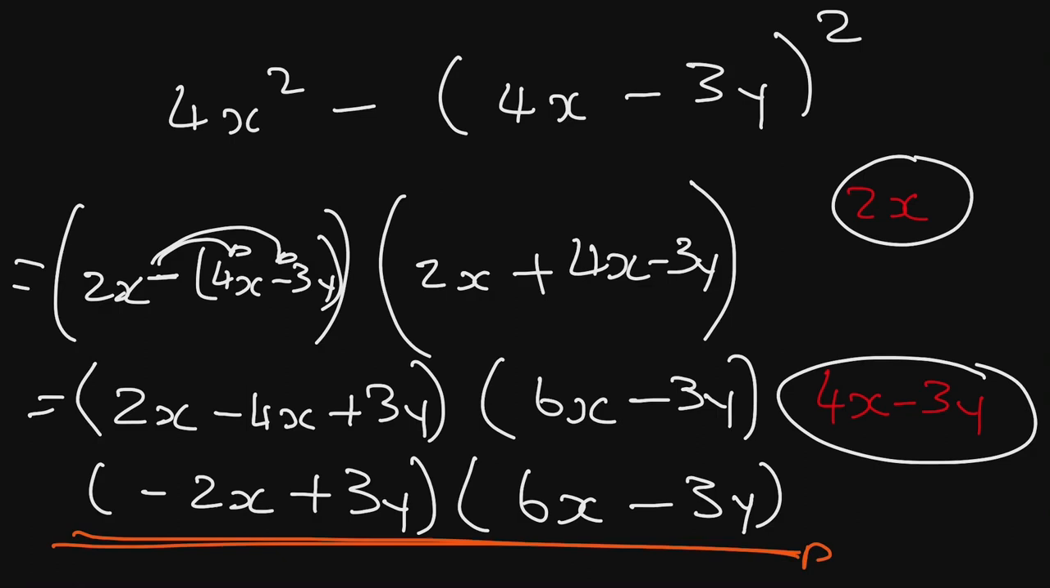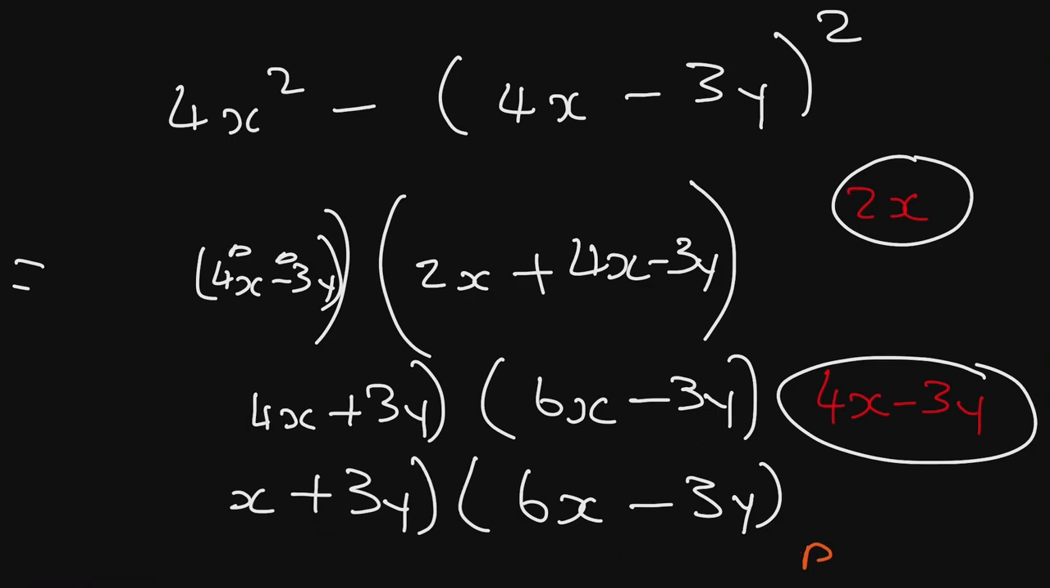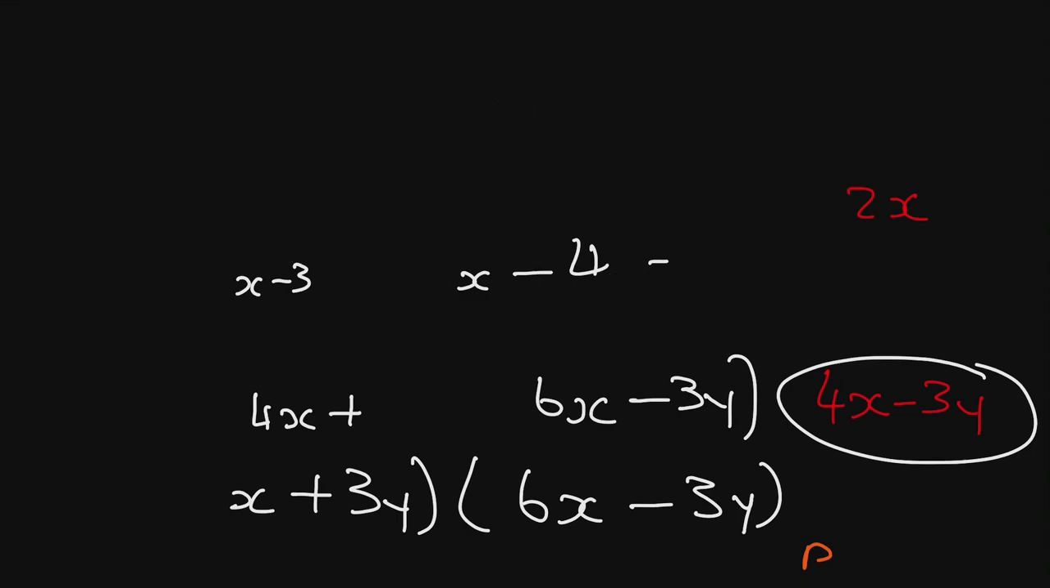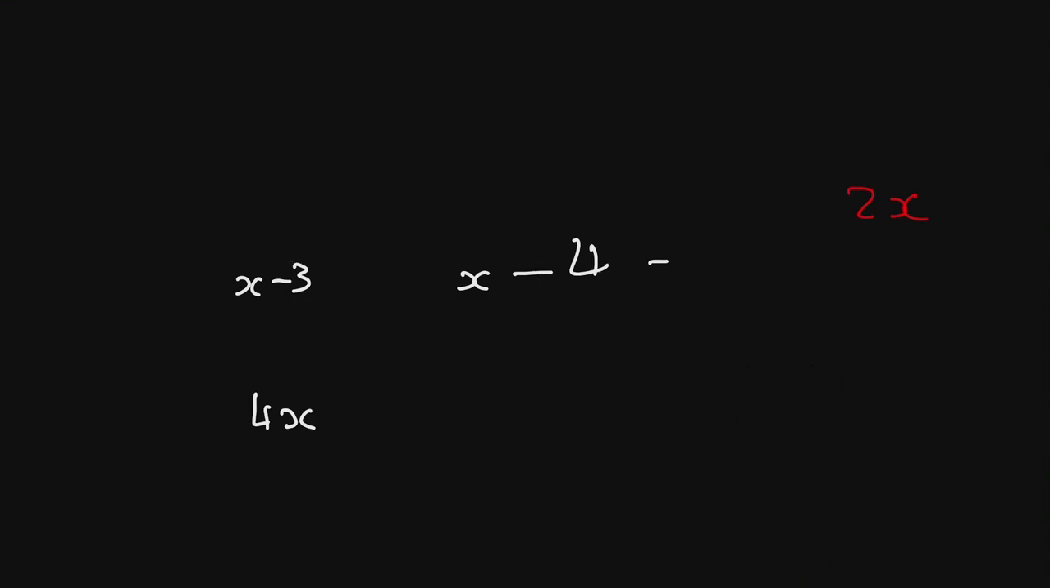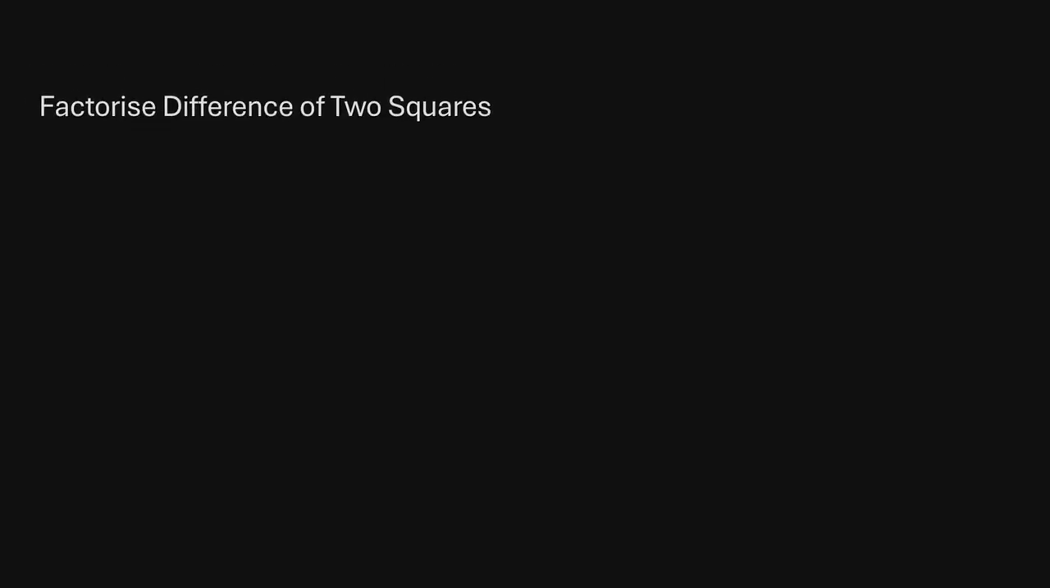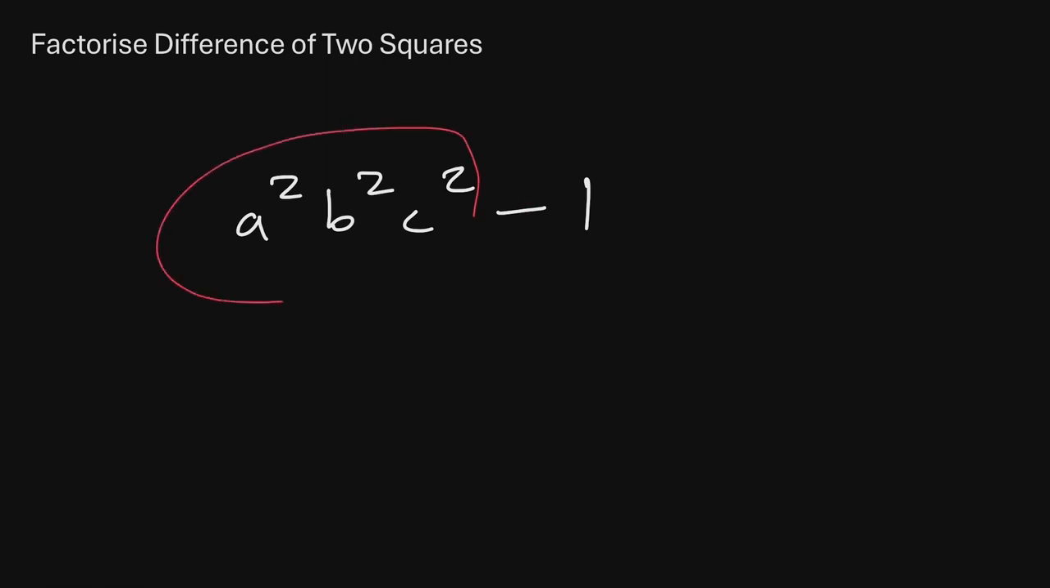So now let us look at one last problem. Let's say we are having a squared, b squared, c squared minus 1. So now we can see we have a difference between two terms. But secondly, we need to check if these two terms are perfect squares. So you're going to put the first term inside the square root, so you're going to have a squared, b squared, c squared.